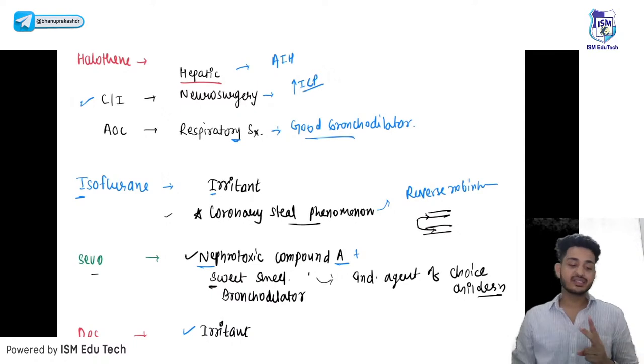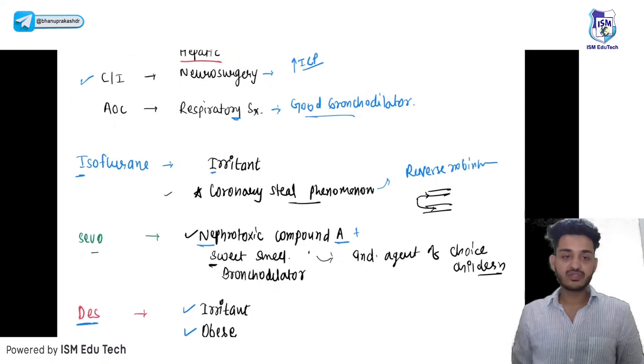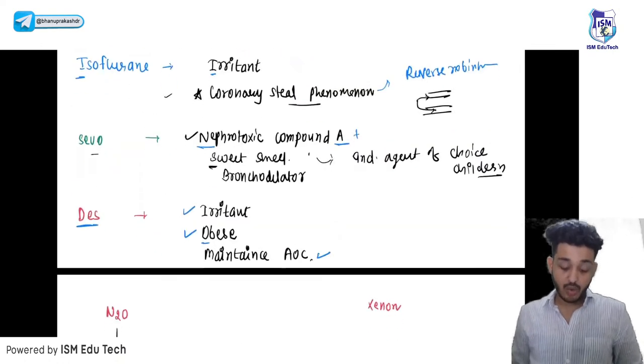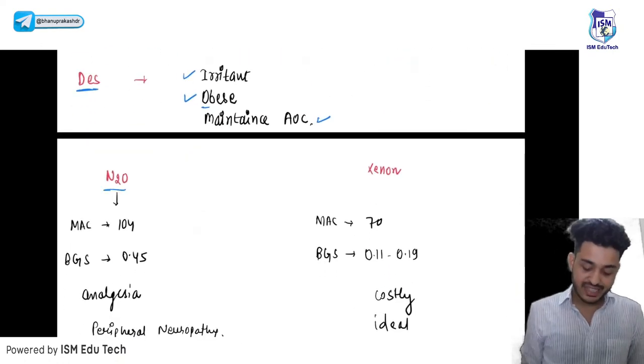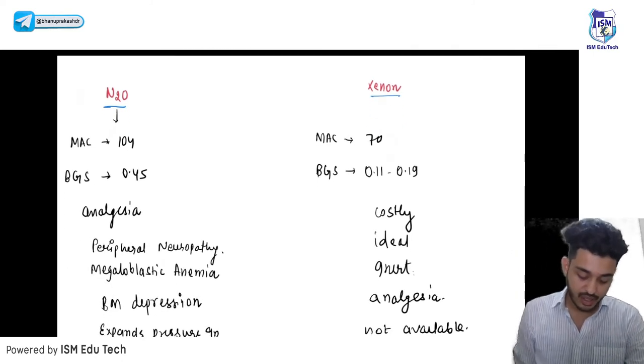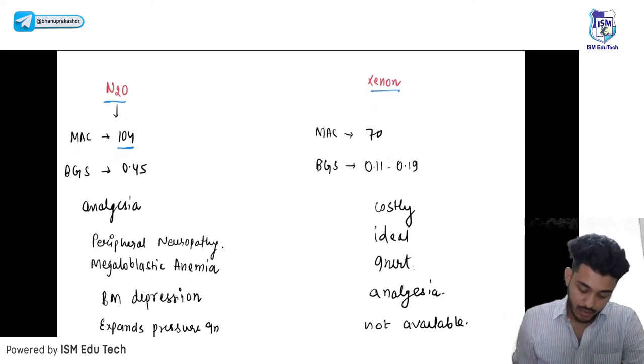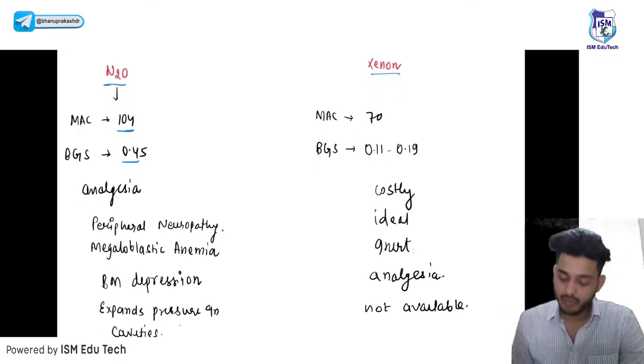So we have seen the four inhalational agents. First one is your halothane, second one is your iso, third one is sevo, and the fourth one is your desflurane, okay? Now moving on to next. First gas is nitrous oxide and second one is xenon, okay? The MAC of nitrous oxide is 104. Blood gas solubility is 0.45.